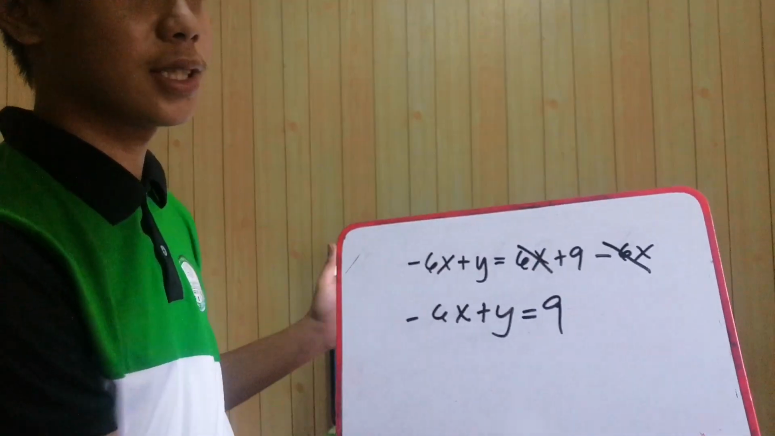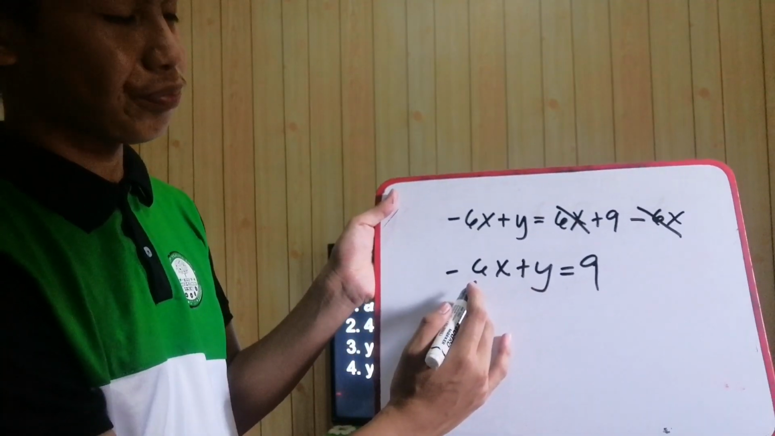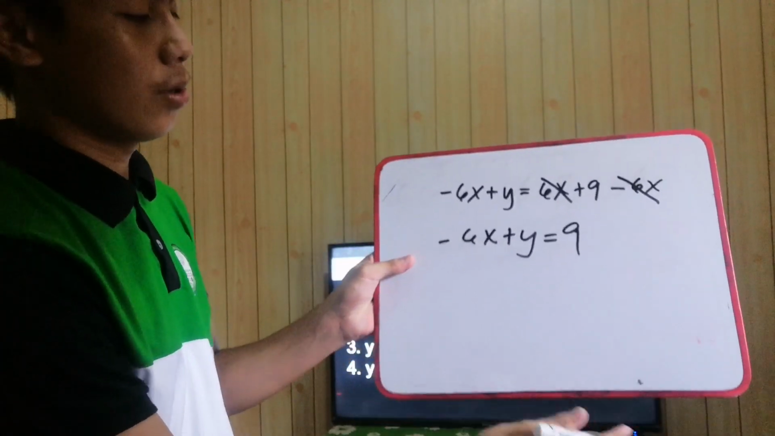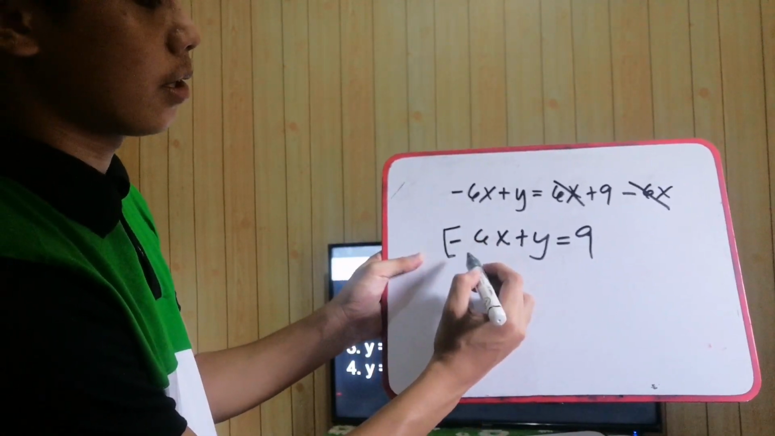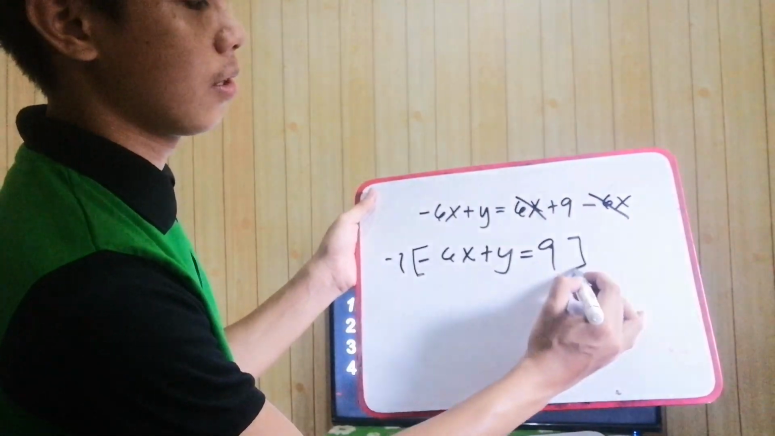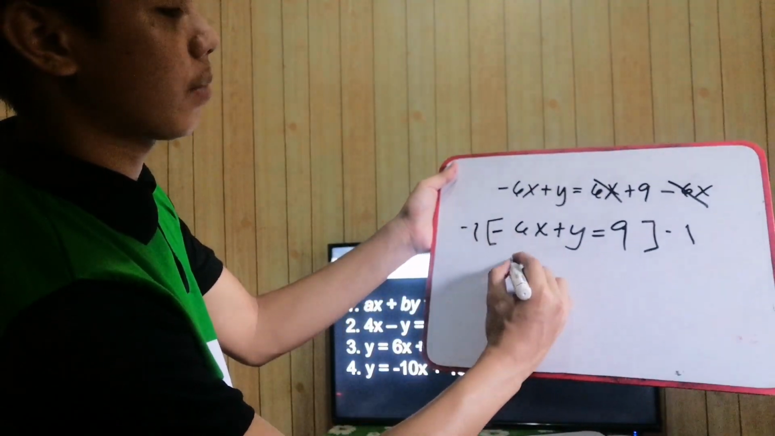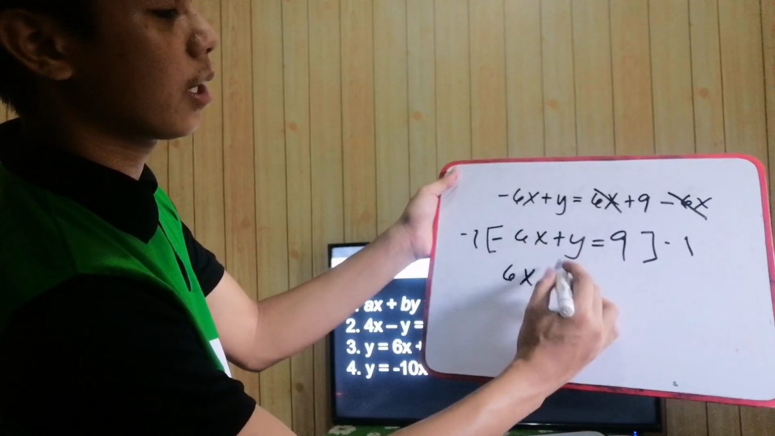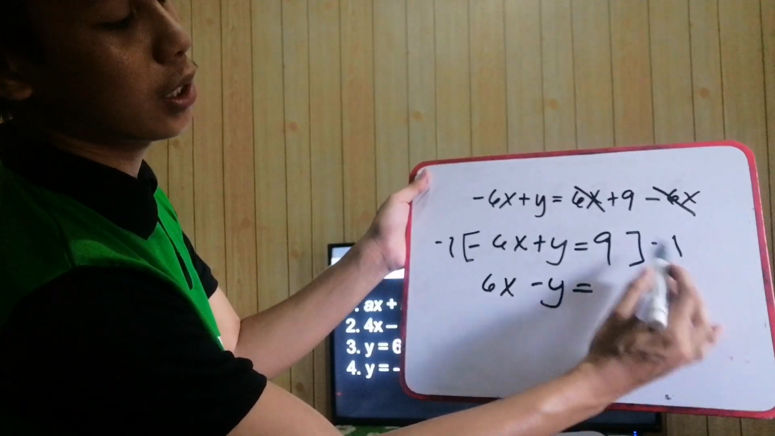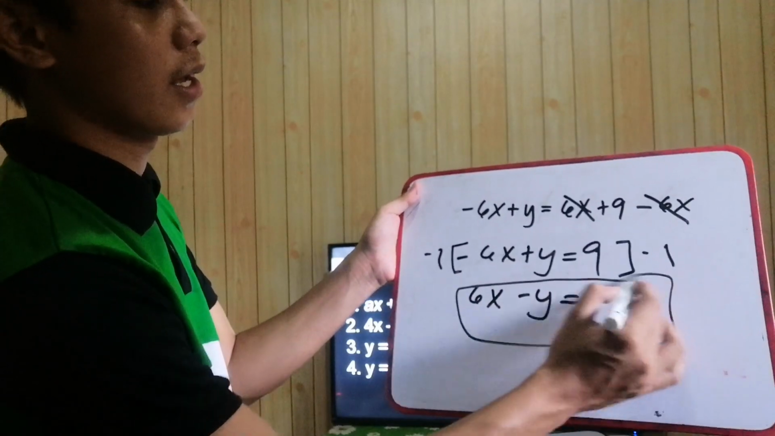Tulad ng ginawa natin kanina sa y, hindi pwedeng maging negative yung y. So, dito sa standard form natin, kailangan positive din siya. So, multiply natin both sides with negative 1 para maging positive yung 6x natin. Negative 1. Now, substitution property, magiging positive 6x. Ito, magiging negative y equals to negative 1 times 9, negative 9. So, ito yung final answer natin.